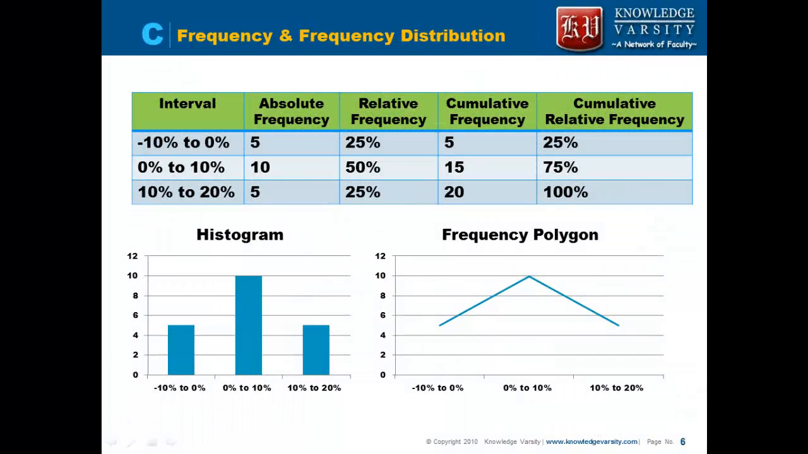Next, we are trying to understand frequency and frequency distribution. You would be knowing about the frequency. Note that here what we do is we create class intervals. We have the concept of absolute frequency. What is the absolute frequency? Absolute frequency is the actual number of times that the data are coming between this interval.